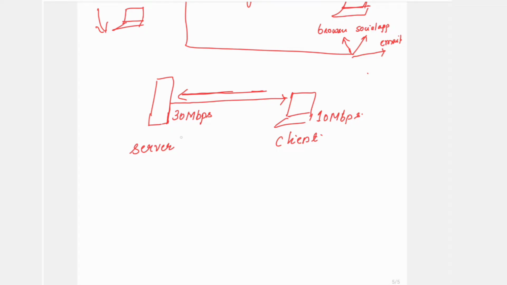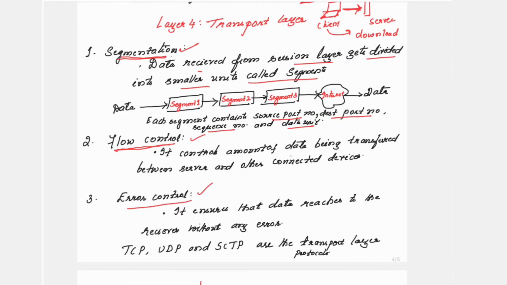Sometimes what will happen is the server may be sending the data at a rate of 5 Mbps, but the client is able to process still faster, 10 Mbps. Even in that situation, the client may inform the server to increase the data flow rate for better performance. It controls the amount of data being transferred between the server and other connected devices.